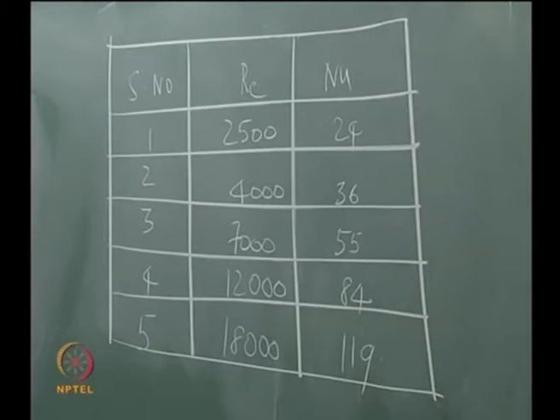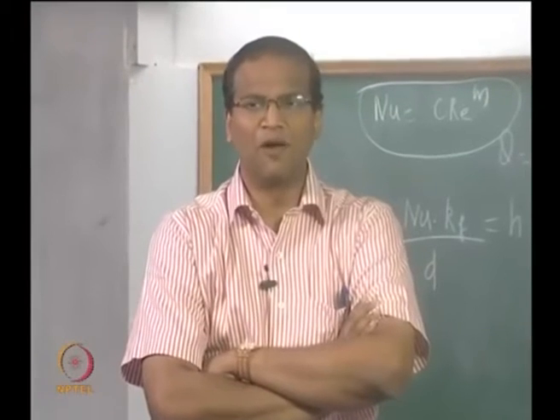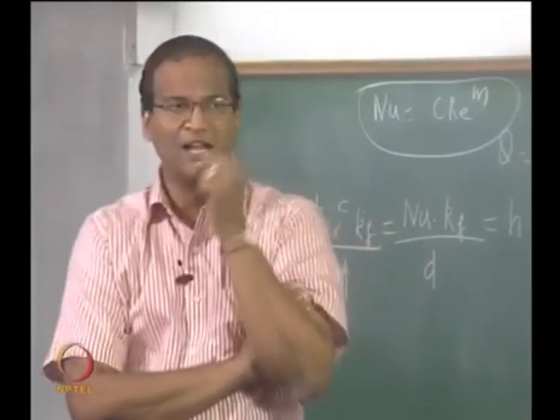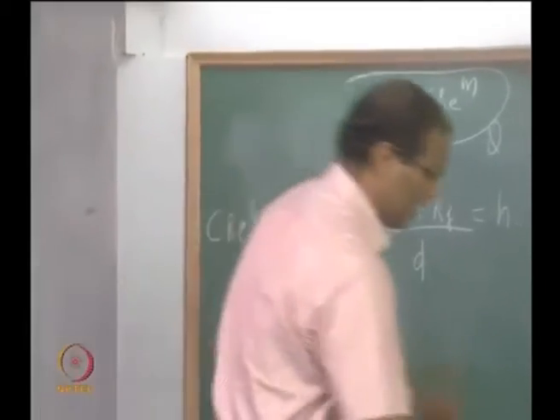I have straight away introduced a complication. What is that? I told you how to regress only a straight line, but now I am saying it is a power law. So what should I do? First step, I take a natural log on both sides and reduce it like this.